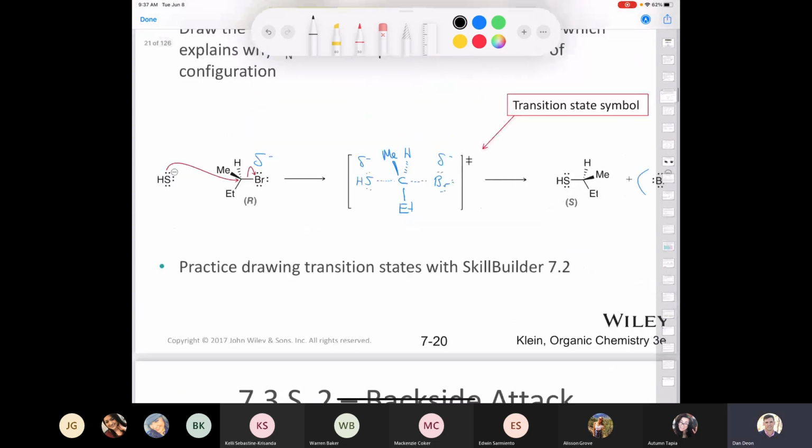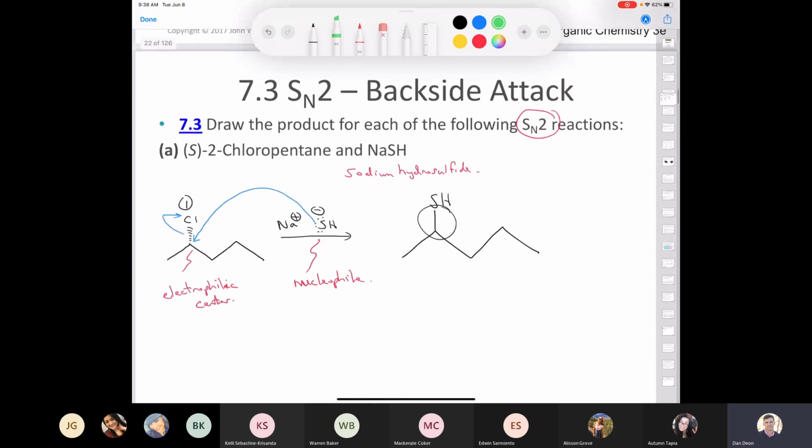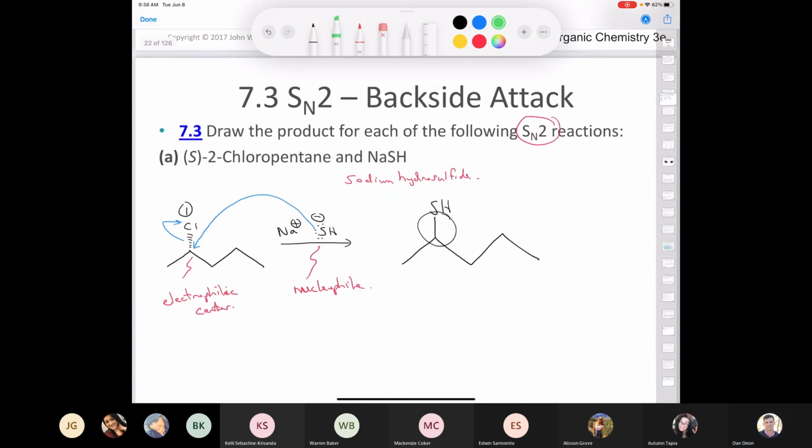If we go back in our notes, okay, we see that an SN2 reaction is going to proceed with inversion of configuration. So whatever was a dash would become a wedge, and whatever was a wedge becomes a dash, right? That's the whole idea behind inversion, right? We have inversion of configuration.